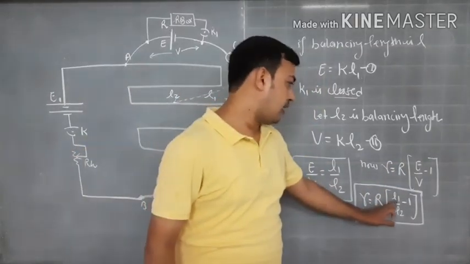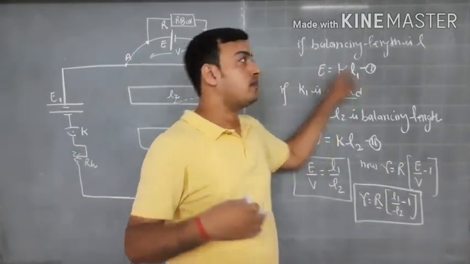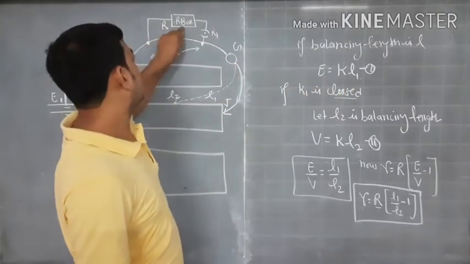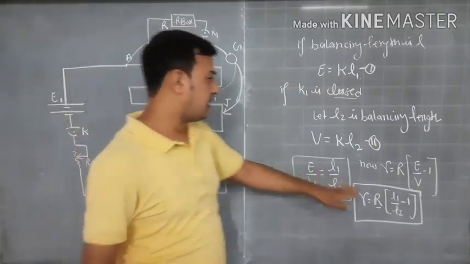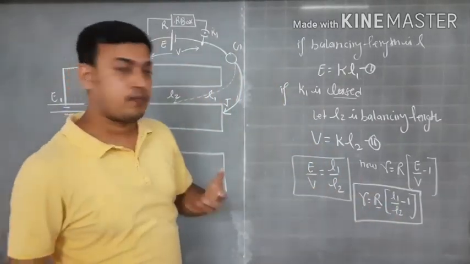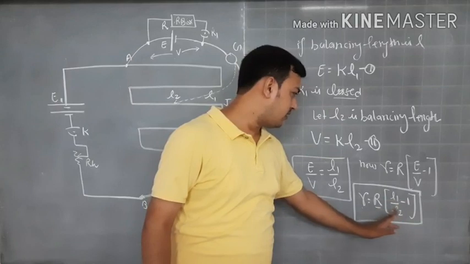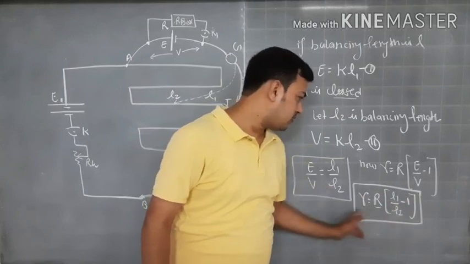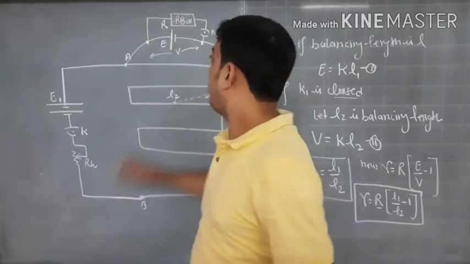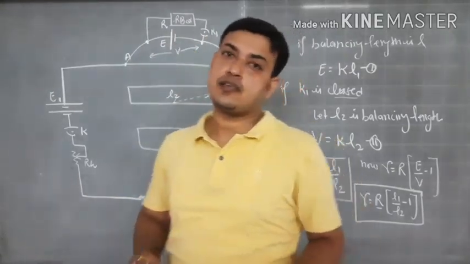L1 is the length when the resistance is not functioning, and when the resistance from the resistance box is functioning, the balancing length is L2. R is the resistance that we have applied, so you know the values of L1, L2 and R, and by this formula we can easily calculate the internal resistance of the cell that is connected.